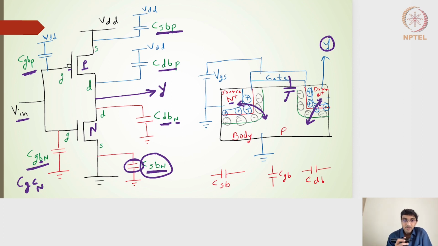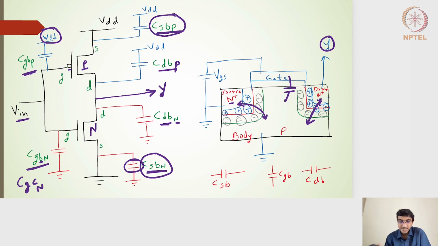The body of the PMOS is connected to the VDD. Remember that the body of the PMOS is connected to the VDD, and the source is connected to the VDD. So for the source to body capacitance, I will see the VDD connected on both terminals. On the drain side, the drain to body capacitance of the PMOS is denoted here. And on the input side, we will have the gate to body capacitance of the PMOS. The body is connected to the VDD, and that's why the VDD terminal is here, and the other side is connected to the gate.